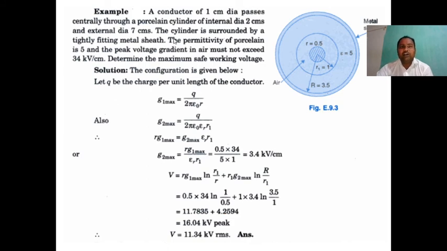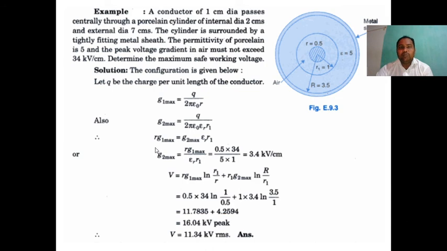So from the given data, you can draw the figure. They gave R1 is equal to 1, r is equal to 0.5. So epsilon value is 5, capital R is equal to 3.5. They have one layer, G1 maximum and G2 maximum. G1 maximum is equal to Q by 2 pi E naught into r. G2 maximum is equal to Q by 2 pi E naught ER into R1 because the radius is R1. Here we consider r and R1.